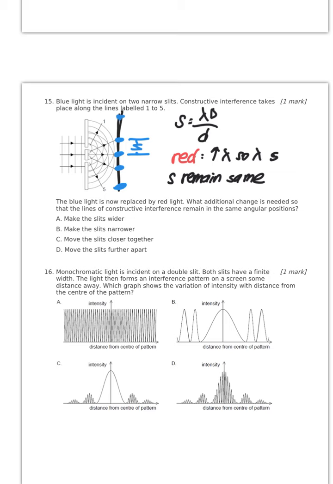I can see that changing the distance to the screen is not an option, but changing the slit separation is an option. Since I increased the fringe separation S by increasing the wavelength, I'm going to make a change that decreases the fringe separation so that the change is canceled. So I'm looking to decrease S, and since S and d are inversely proportional, I would need to increase the slit separation to move the slits further apart. That leaves me with choice D.